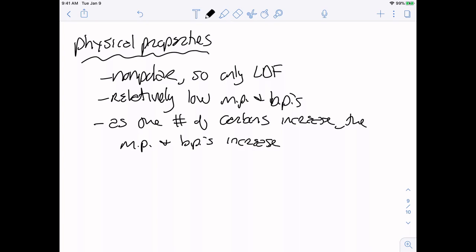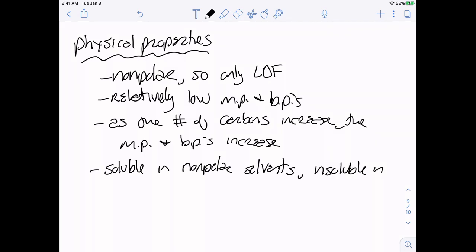They are, for the most part, soluble in organic solvents, so things that are considered nonpolar, and insoluble in water. So soluble in nonpolar solvents, insoluble in water. I did say soluble in organic solvents. A lot of times the term organic solvent is used instead of non-polar solvents. I just use it out of habit. Sorry about that.